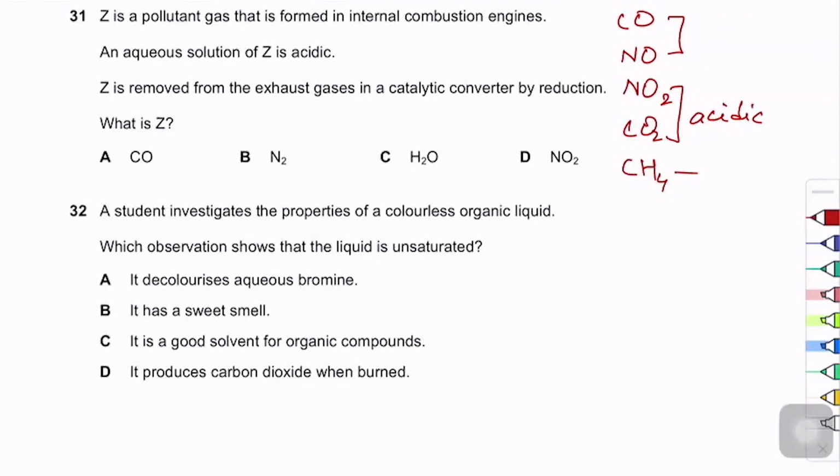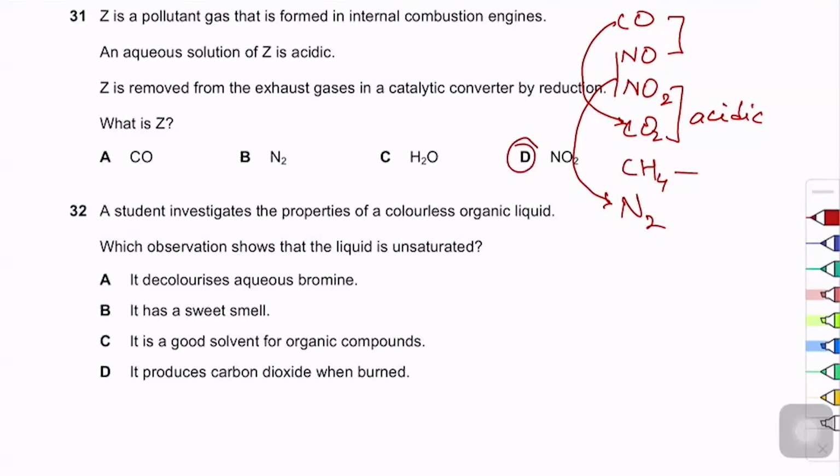Okay. Now, carbon dioxide is not stopped by catalytic converter. In fact, carbon monoxide is converted to carbon dioxide, and both nitrogen monoxide and nitrogen dioxide is converted to nitrogen. And that is a reduction. Carbon monoxide is being oxidized and nitrogen dioxide is being reduced. So NO2 is the answer.